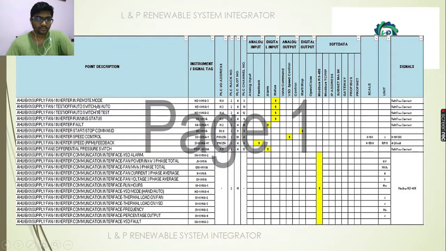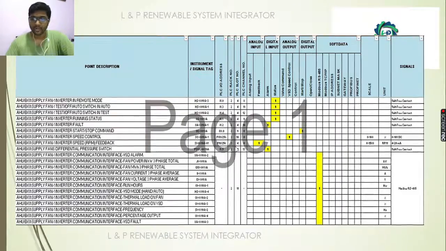We have to monitor each and every run status, fault status, start command, and speed control; everything we have to control here. These are all volt free contacts. And see here, the speed control is a command, so it will be 0 to 10 volt. There is also a feedback we are taking, which is a 4 to 20 milliamps output. The pressure switch is also a volt free contact.